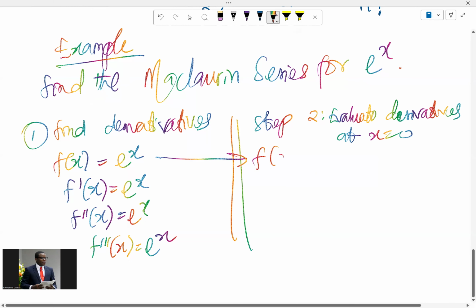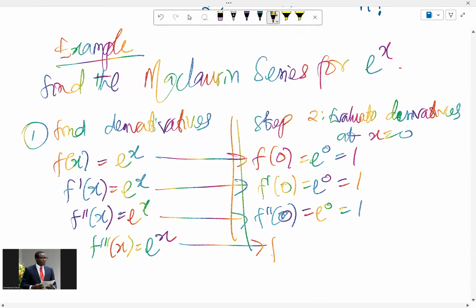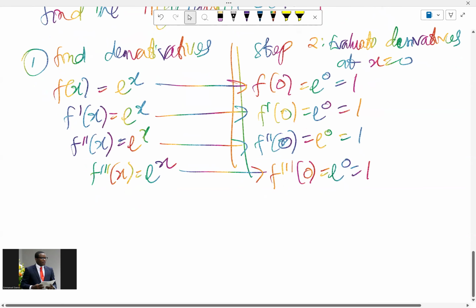So f of 0 would be e raised to 0, which is 1. Then f prime of x, so f prime of 0, is e raised to 0, which is also 1. Then we have f double prime of 0, which is also e raised to 0, and that is still 1. Lastly, f triple prime of 0 is still e raised to 0, and the answer is 1.